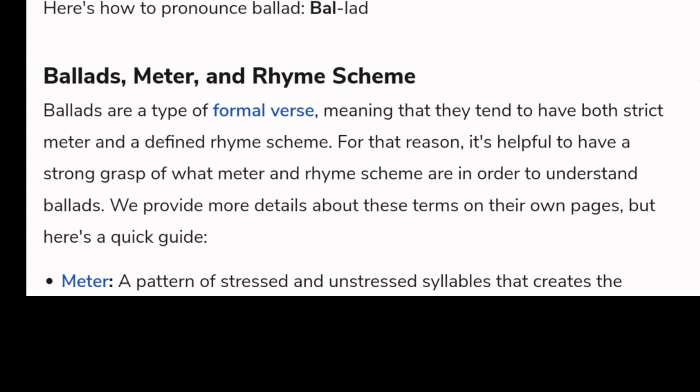Ballads, meter, and rhyme scheme. Ballads are a type of formal verse, meaning that they tend to have both a strict meter and a defined rhyme scheme. For that reason, it helps to have a strong grasp of what meter and rhyme scheme are in order to understand ballads. We provide more detail about these terms on their own page, but here is a quick overview.